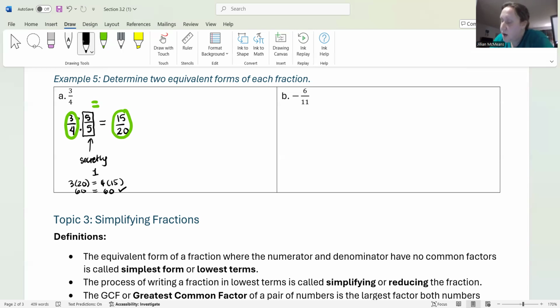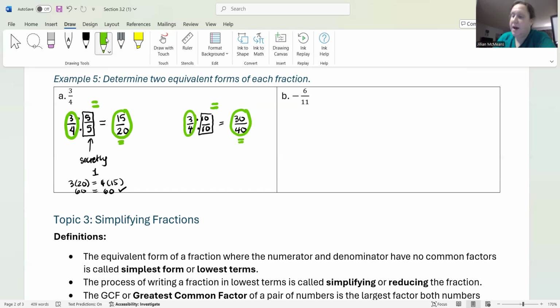Okay, let's try another one. We're still using 3/4, but we want to multiply top and bottom by some other natural number. So let's say we multiply by, I don't know, 10. So we multiply top and bottom by 10, which is a really secret form of 1. So 3 times 10 is 30, 4 times 10 is 40. So what we can say here is 3/4 and 30/40 are equal. It also tells me that 15/20 is equal to 30/40.